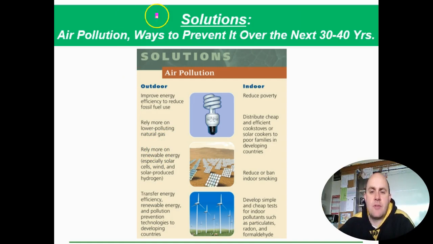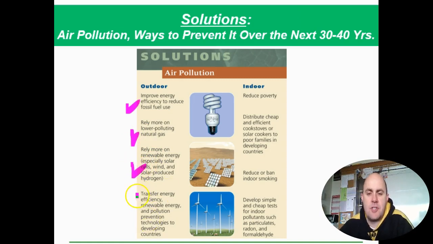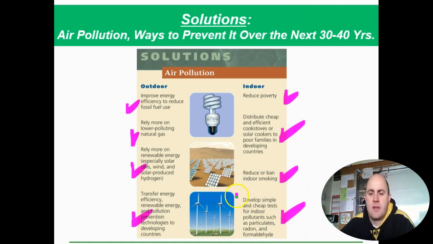Moving on to indoor versus outdoor pollution solutions. Outdoor, we need to improve energy efficiency to reduce fossil fuel use. We need to rely more on natural gas. Rely more on renewable energy sources, and be better at energy efficiency, with prevention and technological improvements in a nutshell. Indoor, we need to reduce poverty, of course. Distribute cheap, good cooking devices, solar cookers, for people, especially in developing countries. Ban indoor smoking, and develop simple, cheap indoor pollutant tests, so we can test for those things.